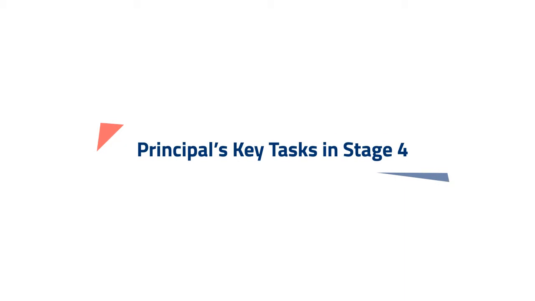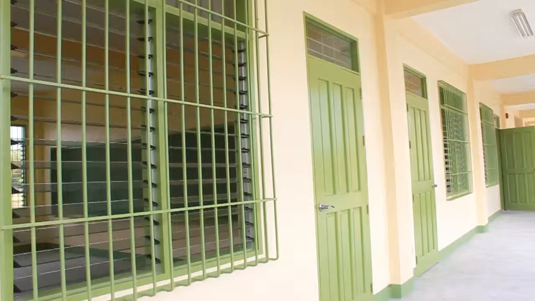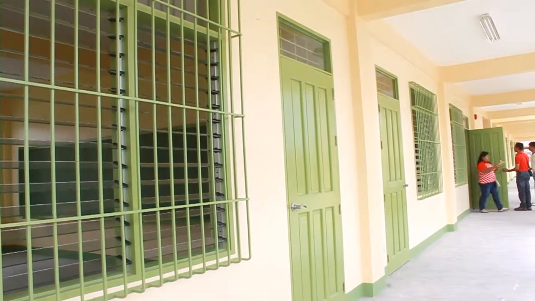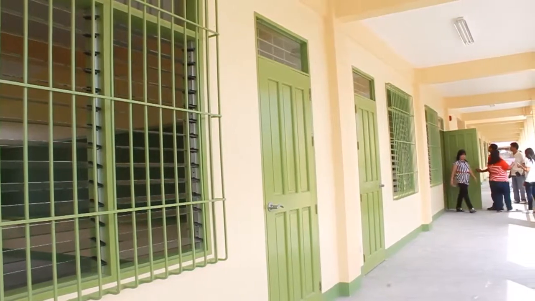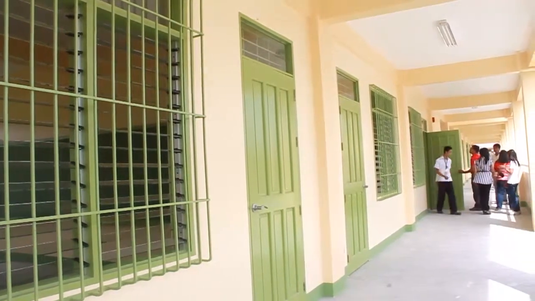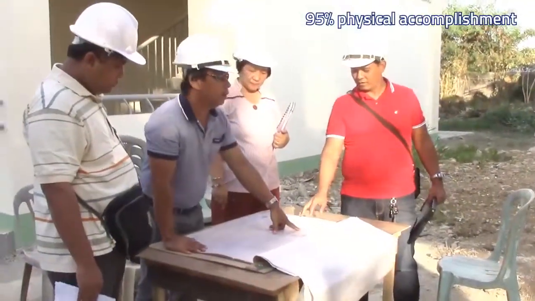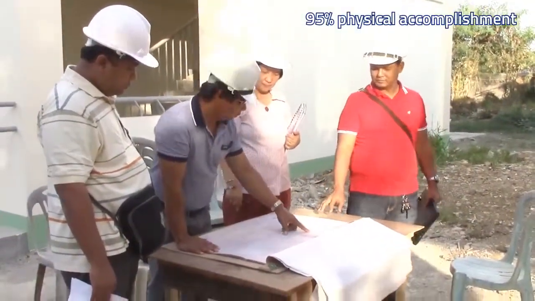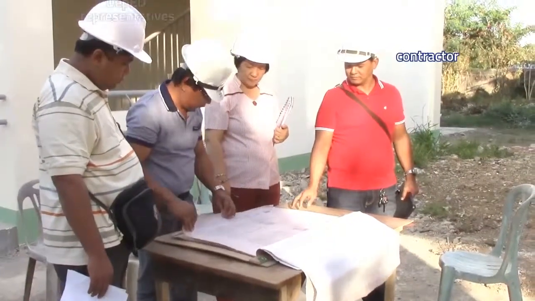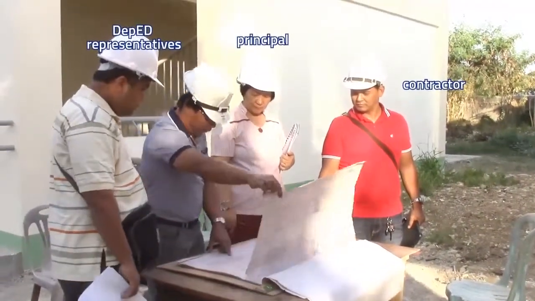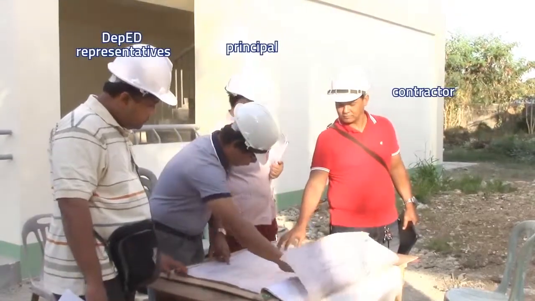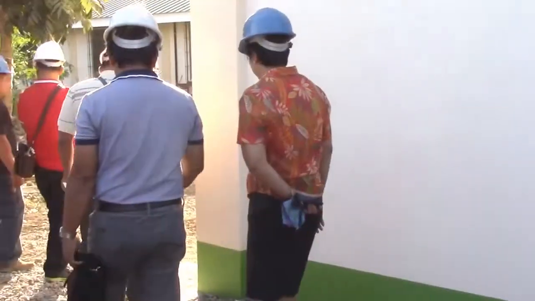Principal's key task in Stage 4. The fourth stage covers the final checking and handover. In this stage, the principal inspects that the classrooms and other areas thereof are finished up to the required quality standards. Once the project reaches a physical accomplishment of 95%, the contractor will request the DepEd representatives, which includes the school principal, to conduct a pre-final inspection.